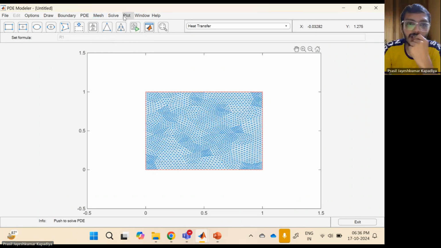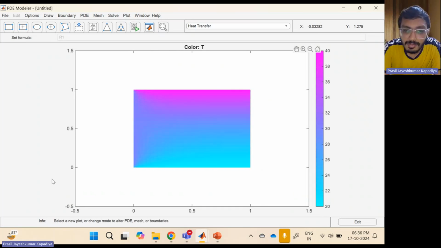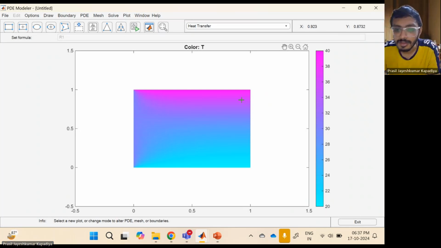Okay, now I will solve this. So I will click on solve PDE. See, at this lower end my temperature was 20, so that is represented by this color. This end, it was 30. This end, it was 40. And at this end, my del T del Y is equal to 0. Okay, so this is my solution.